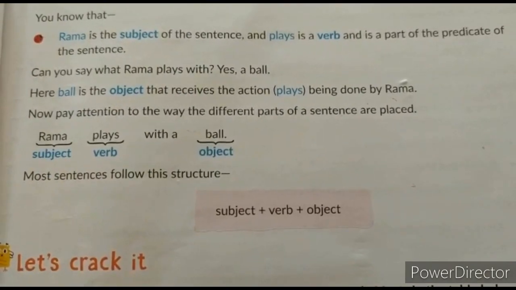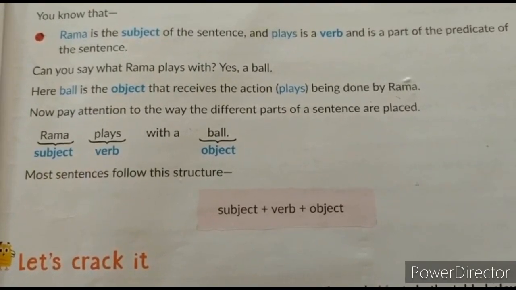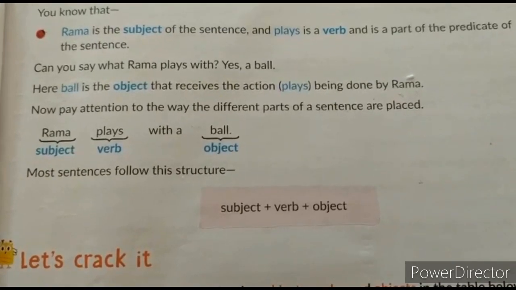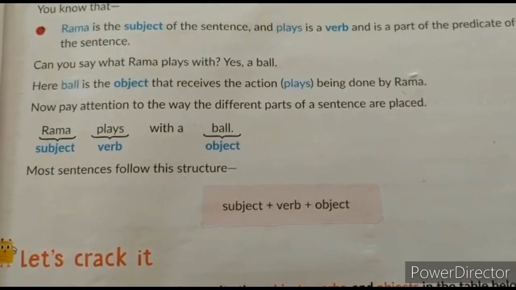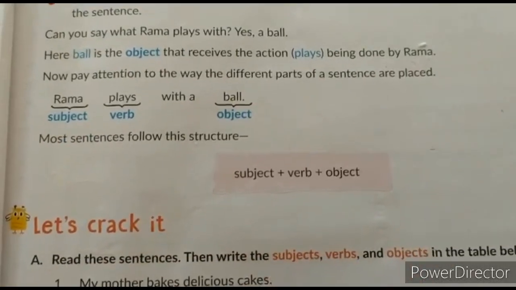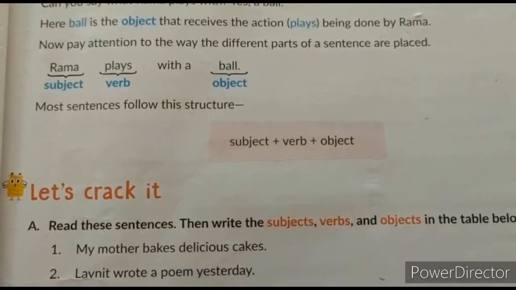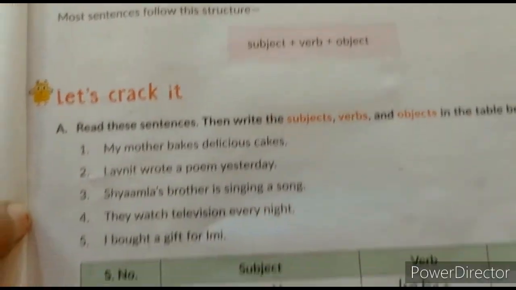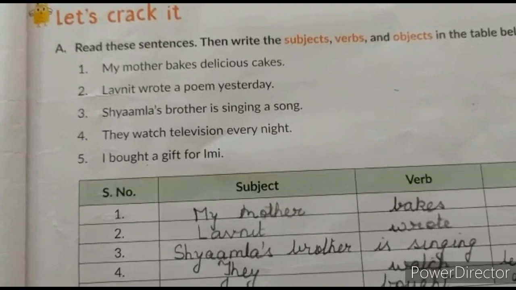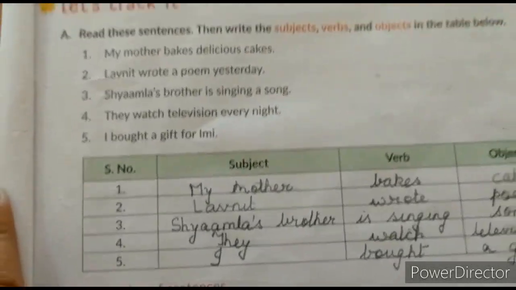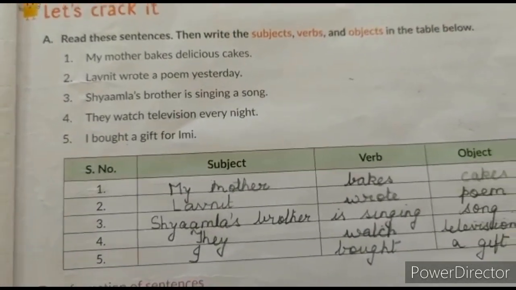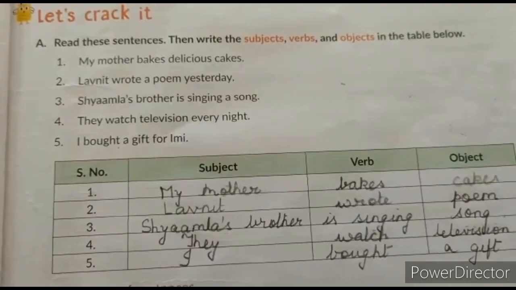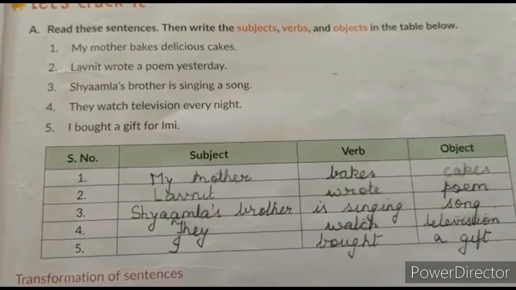Next we studied about object. What is object? Object is that which receives the action done by the subject. And we studied about subject plus verb plus object agreement. Now let us see exercise A. Can you see the sentences? We have to read these sentences and then write the subject, verb and object in the table given below.